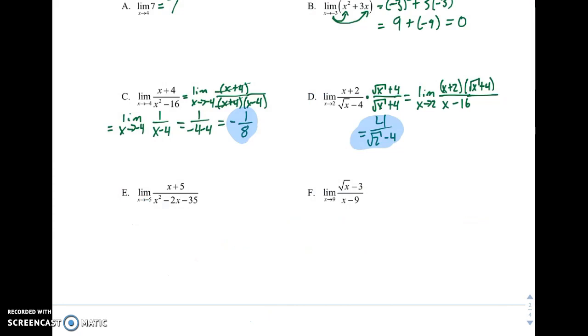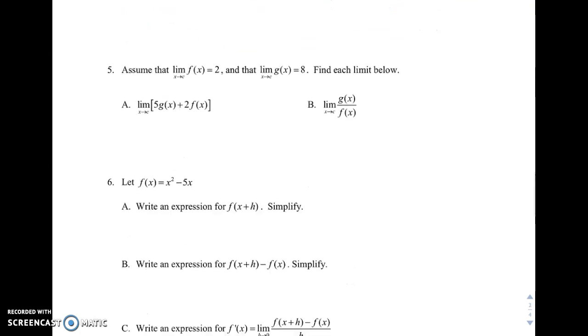So if you would like, you can try part E and part F on your own and see how they work out for you. And come back in a few seconds to check your work. Alright, if you make it through E and F, you should get the answers of negative 1/12 and 1/6 using either factoring or rationalizing. I'll move on to the next page, so page 5.